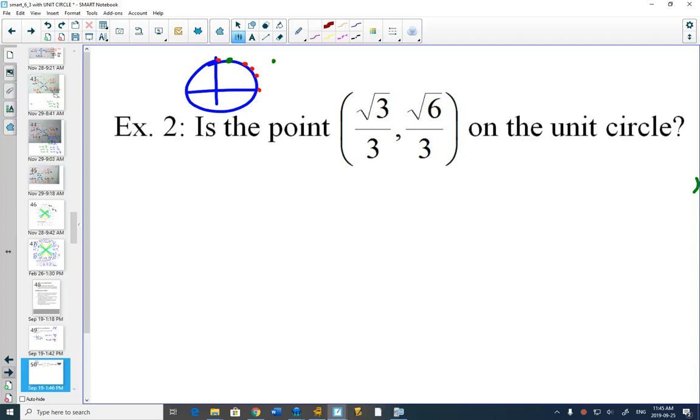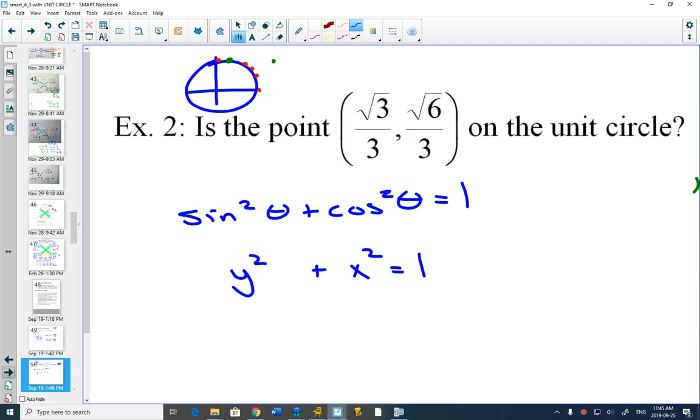So in this case, we're going to use the definition of a unit circle. Sine squared theta plus cos squared theta equals 1 is true on the unit circle, when this is y squared plus x squared equals 1. If sine squared plus cos squared equals 1, that point is on the unit circle.